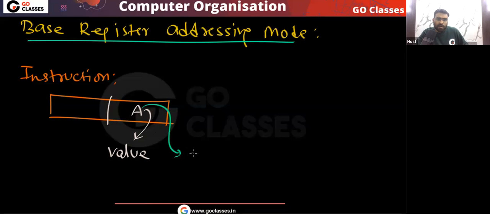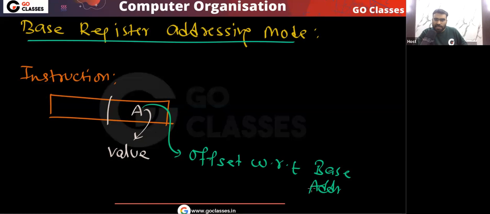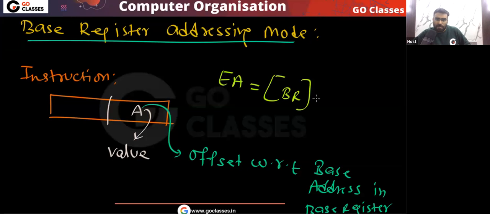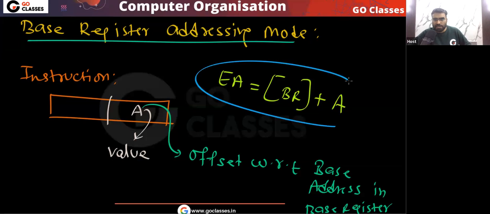This is simply an offset. With respect to whom? With respect to the base address in the base register. So you can see this is an offset with respect to the base address in the base register. Understood or not? So what will be the effective address? The effective address will be the content of the base register plus this value A.